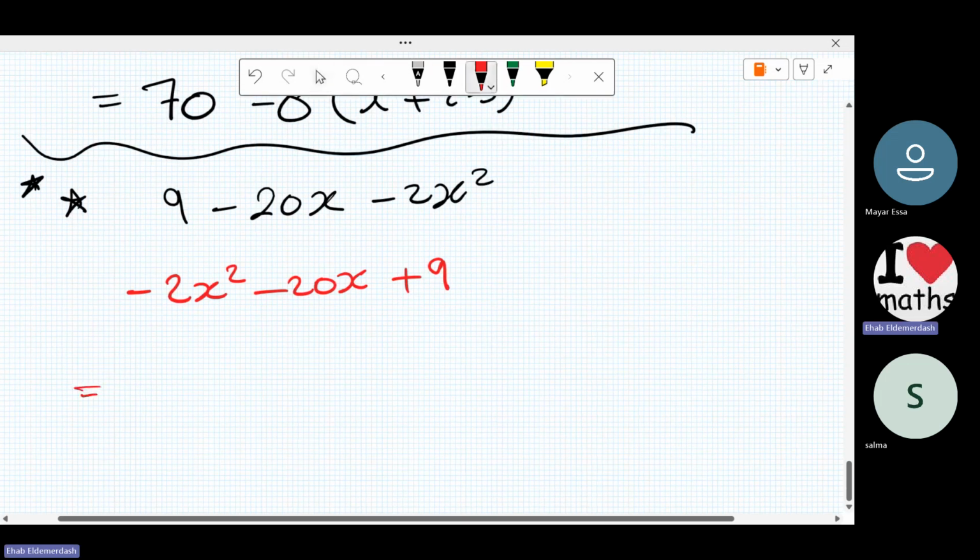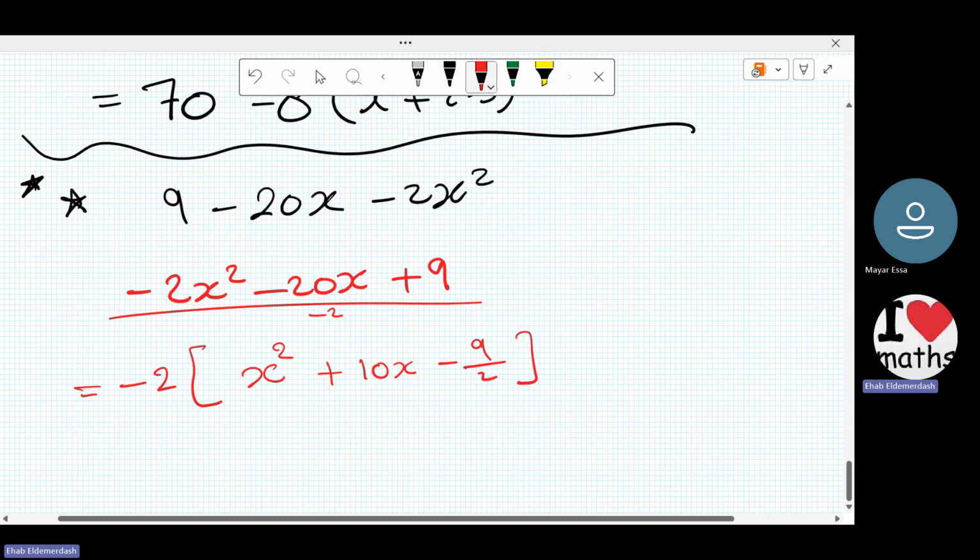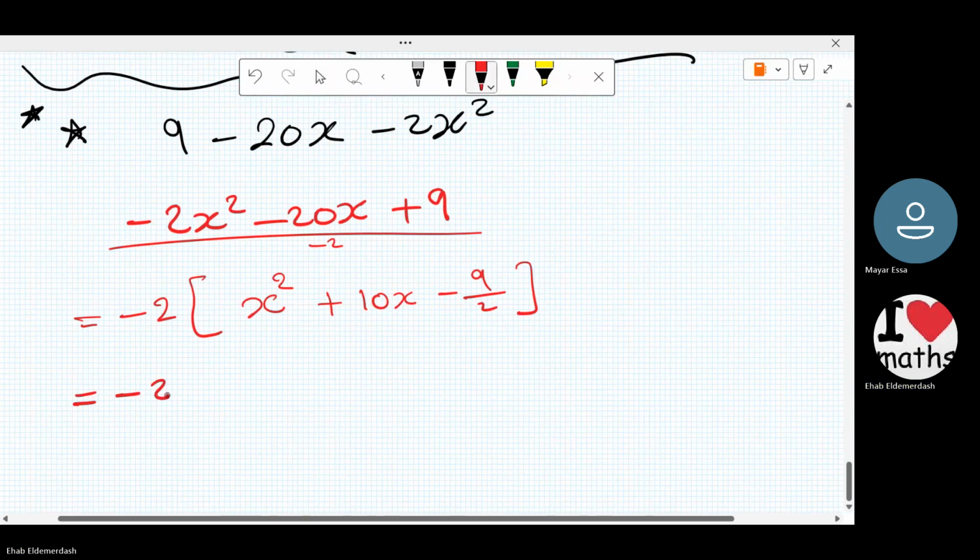Who can tell me what the common factor is? What is the factor that I have to take outside? 2 or negative 2? Excellent. So I will take the negative 2 outside. What's the remaining? I will divide everything by negative 2. So here x squared plus 10x, am I right? Minus 9 over 2. Now you can start working normally.